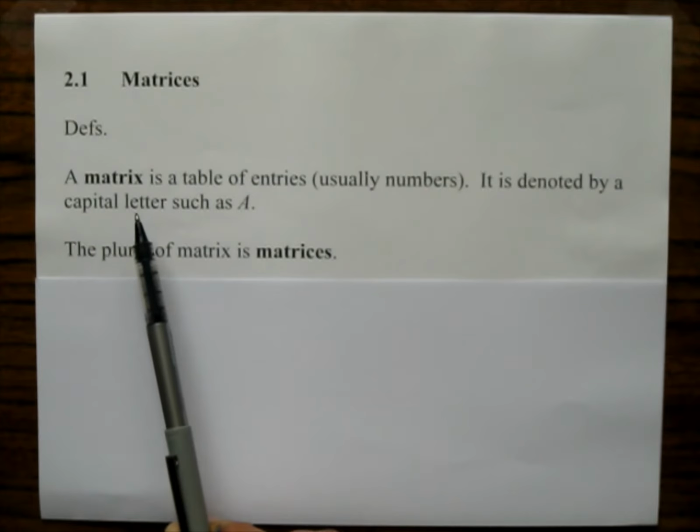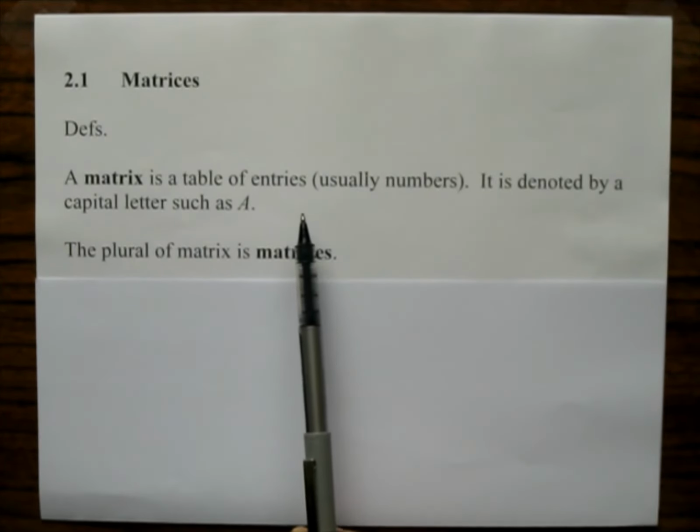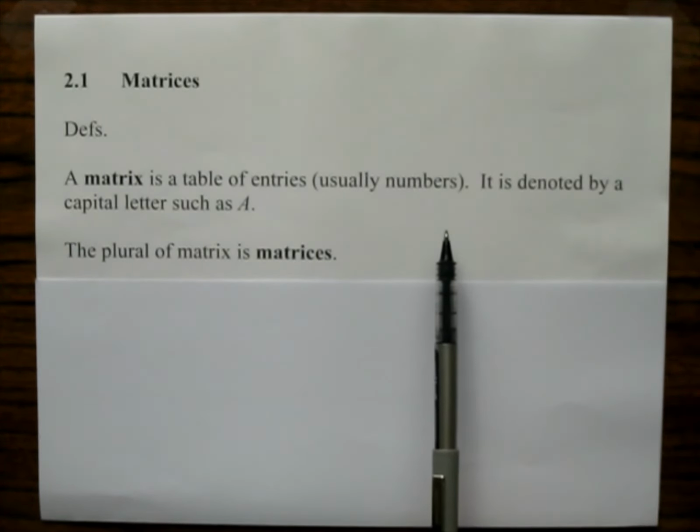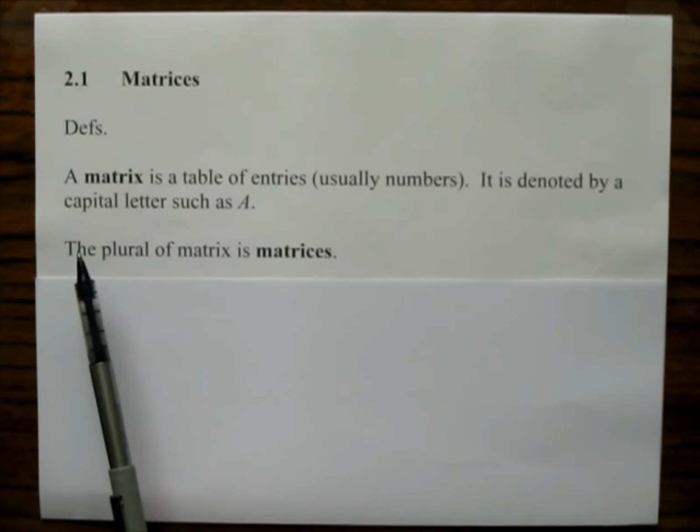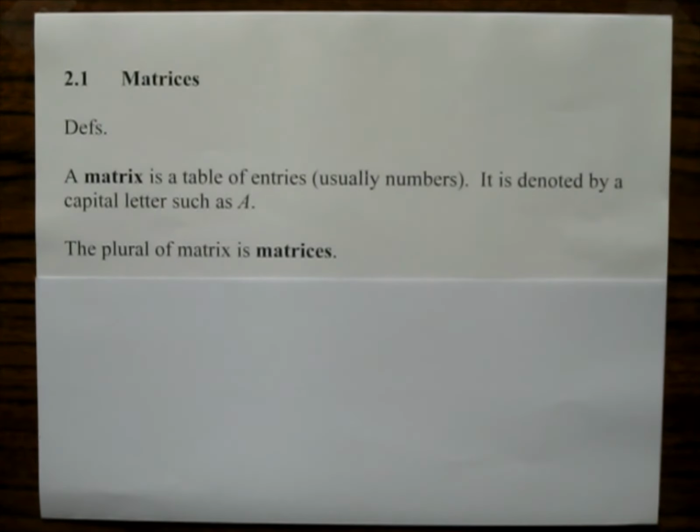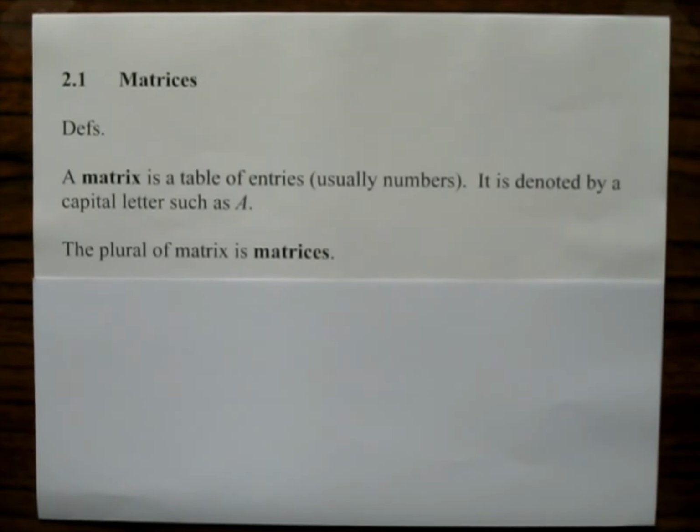Linear algebra starts off with matrices, so we'll do a definition of a matrix. A matrix is a table of entries, usually numbers. It is denoted by a capital letter such as A. The plural of matrix is matrices. So that's why this is called matrices. And we are going to look at an application and then get back to some math.